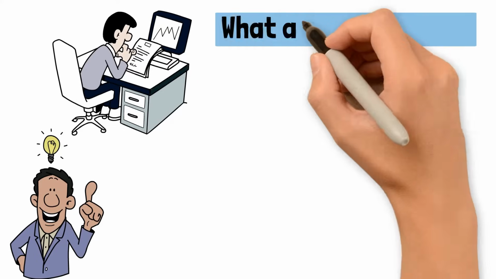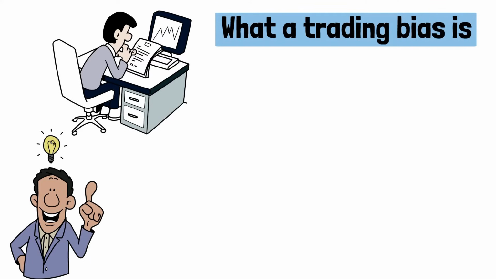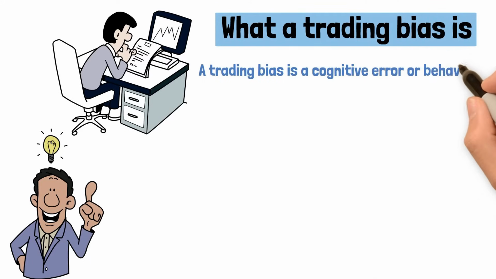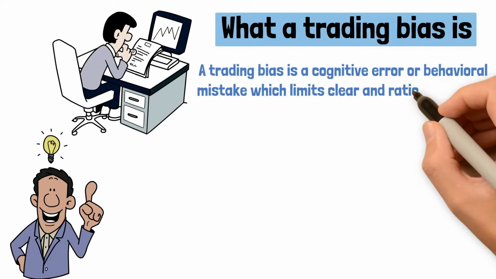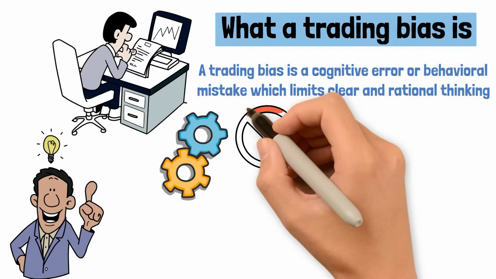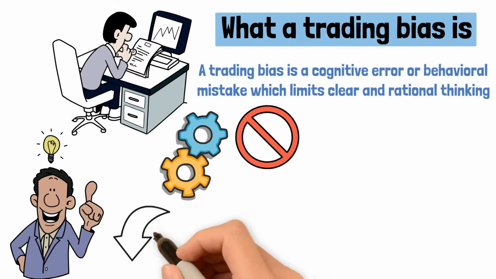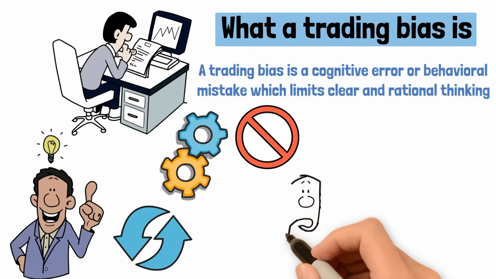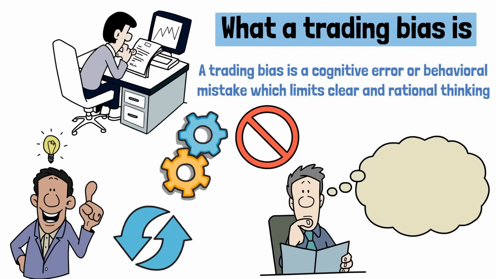First, let's briefly explain what a trading bias is. A trading bias is a cognitive error or behavioral mistake which limits clear and rational thinking. Most of the time, these are systematic and not occasional errors, even repeated on a daily basis. When a trader is biased, it limits rational decision-making because feelings and emotions intervene.